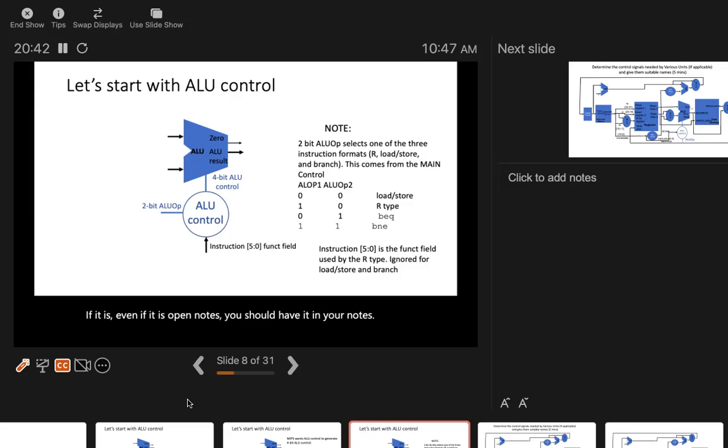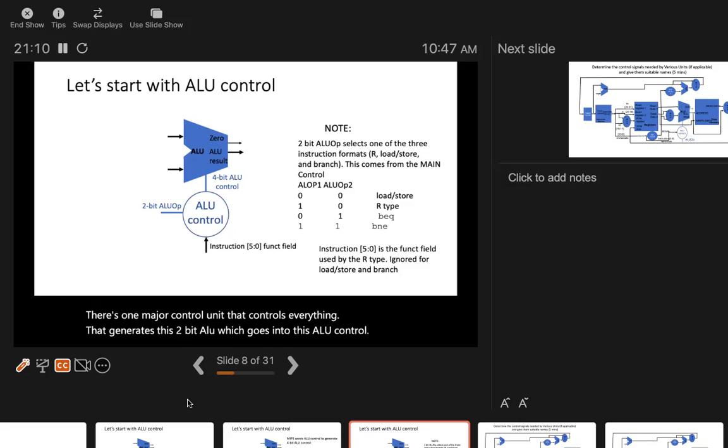00 is for load store, 10 is R type, 01 is branch if equal, and 11 is branch if not equal. Another important takeaway message here is ALU has its own control unit. There is one major control unit that controls everything. That generates this 2-bit ALU op, which goes into this ALU control.